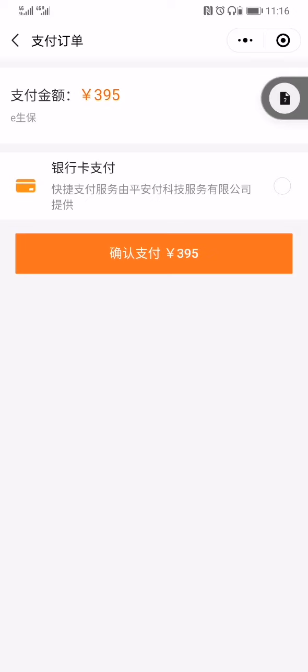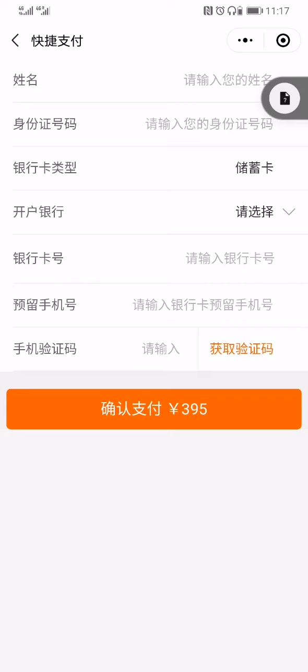Right, here is the payment amount, 395. I can select pay by bank card. Here it asks for my name, ID, bank and account type, bank card number, and phone number, and they're asking for a validation code as well via phone message.